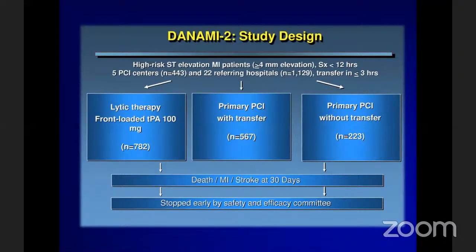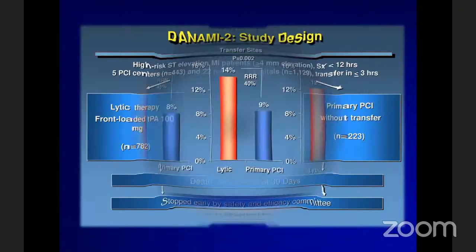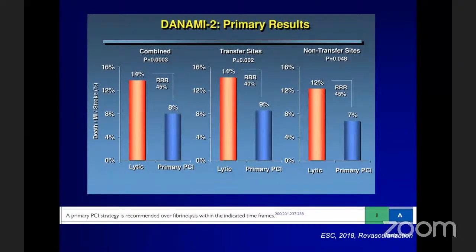and primary PCI capable center. The end point of this study was myocardial infarction and stroke at 30 days. This trial was stopped early by the safety and efficacy committee due to the marked decrease in morbidity and mortality for those patients treated by primary PCI. If we see here, the red column resembles the patients receiving lytic therapy, and the yellow and blue columns are for those patients receiving primary PCI. There is a statistically significant decrease in mortality and morbidity for the arm of primary PCI.